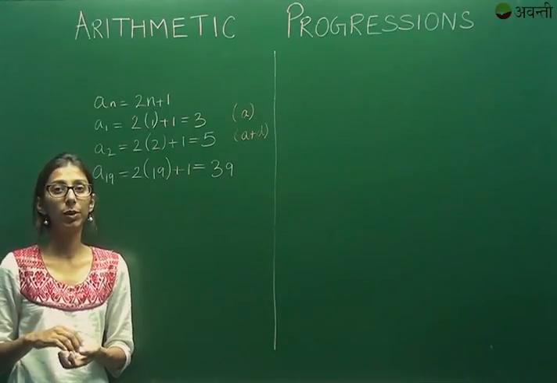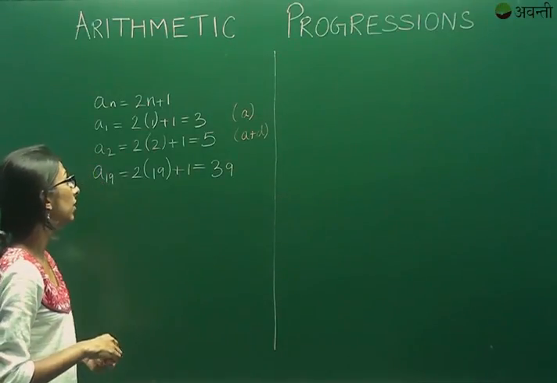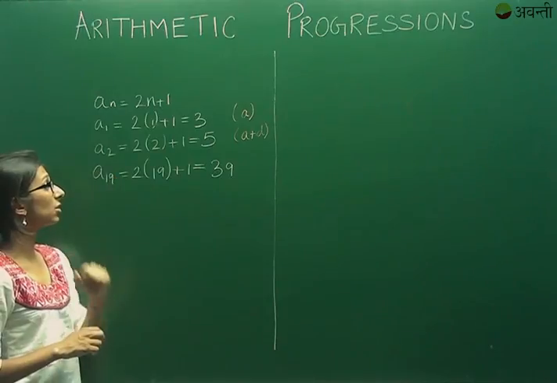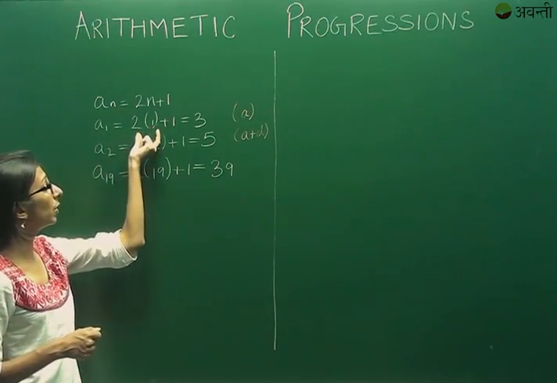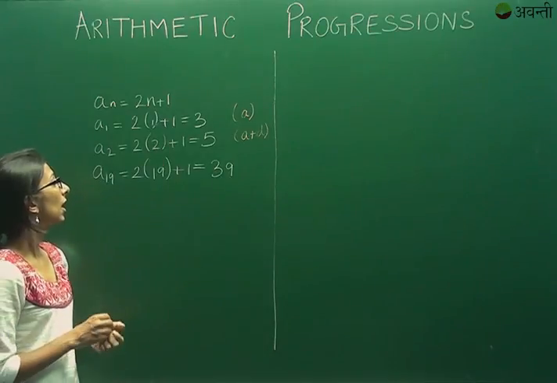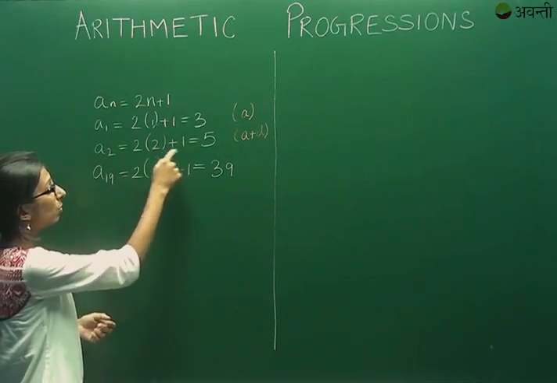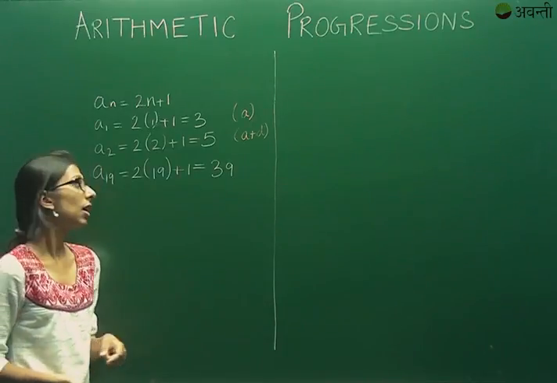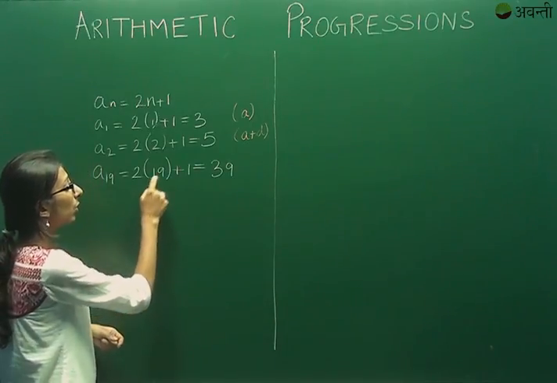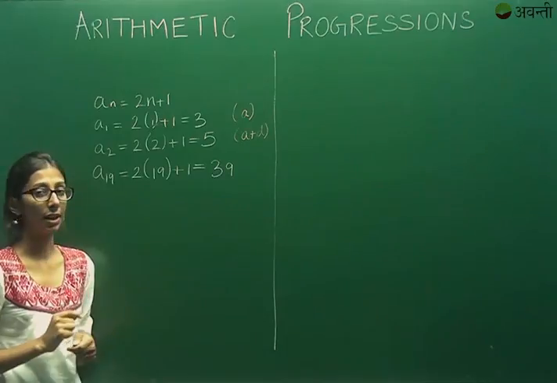I hope you were able to solve this question. We were given that the nth term of our AP is 2n plus 1, which means that our first term will become 2 into 1 plus 1, which is 3. Our second term will become 2 into 2 plus 1, which is 5. And similarly, we can calculate all the terms. And our 19th term will become 2 into 19 plus 1, which is 39.